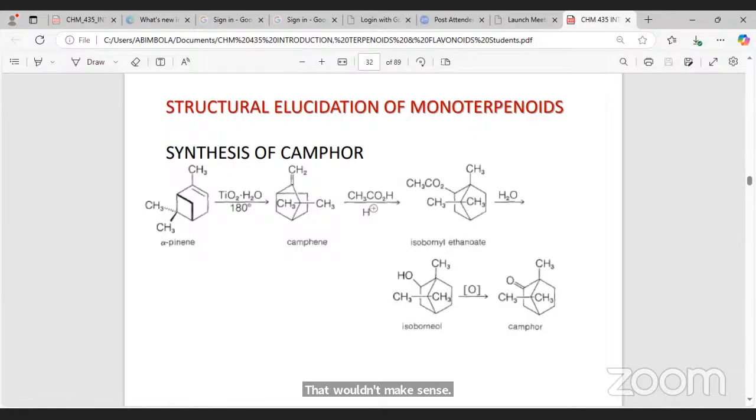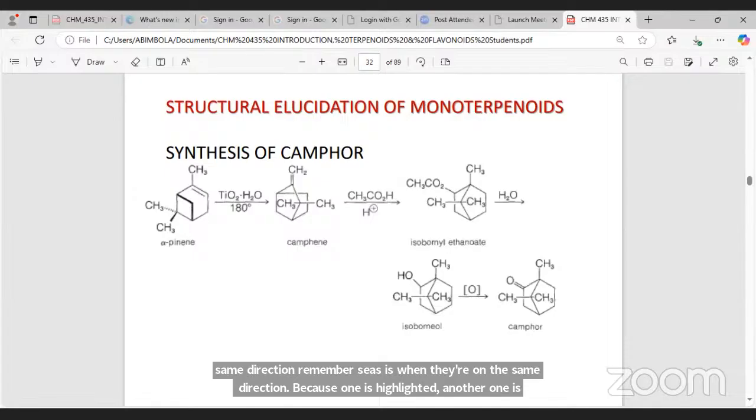Now, whenever you see a compound, remember what makes it cis or trans is the substituents. Because one of the substituents is dotted, it means it's not in the same direction. If all of them have the same sign, it means they're in the same direction. Remember, cis is when they're in the same direction. But because one is highlighted and another is dotted, they're not on the same face. So this alpha pinene is a trans isomer.